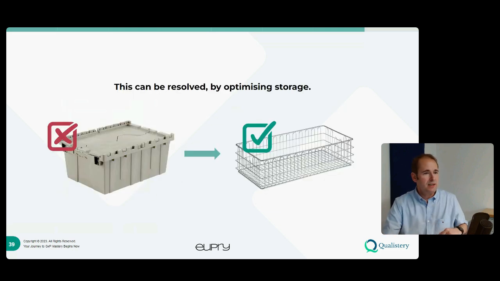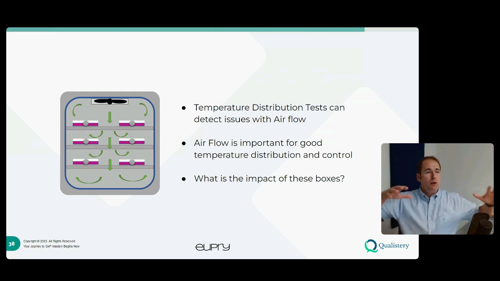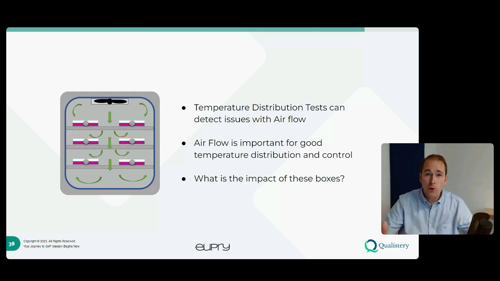But what's the impact if we add boxes? And you can't see it on this diagram again, but if we placed boxes within that unit, kind of clip lock boxes, we could easily effectively fill a full shelf with a solid layer of boxes containing air. And that's going to massively impact that air distribution within that unit.